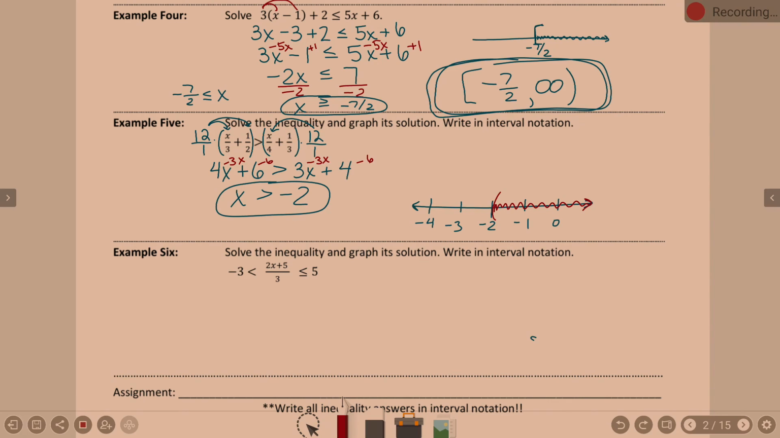Can you do interval notation? Yes. Where does your graph start? -2. Parenthesis or bracket? Parenthesis, it was not equal to. Where does my graph end? Infinity. Goes infinitely right, positive infinity. Infinities have parentheses.